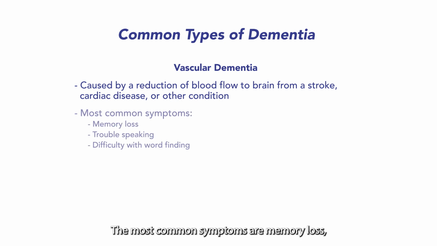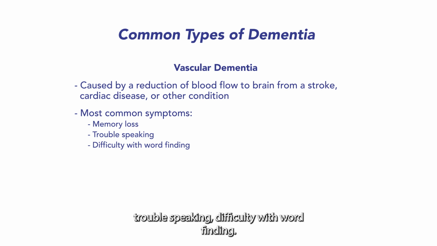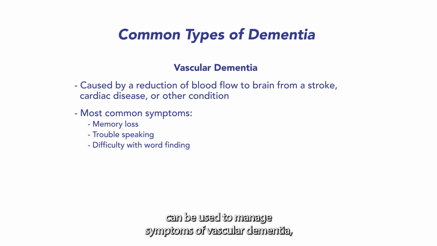The most common symptoms are memory loss, trouble speaking, difficulty with word finding. Medications used to treat Alzheimer's disease can be used to manage symptoms of vascular dementia, as well as treatments for the underlying diseases that cause it.